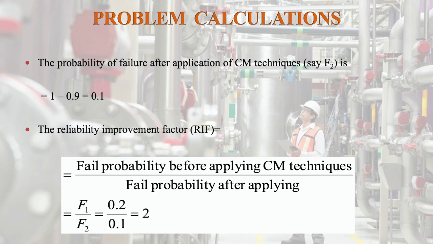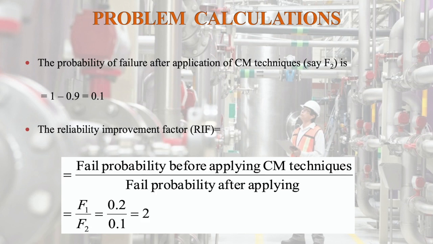The reliability improvement factor RIF is equal to the failure probability before applying the CM technique divided by the failure probability after applying condition monitoring. So that is equal to F1 by F2, that is 0.2 by 0.1, which is equal to 2. So this is the reliability improvement factor RIF, that is how much the reliability has improved.